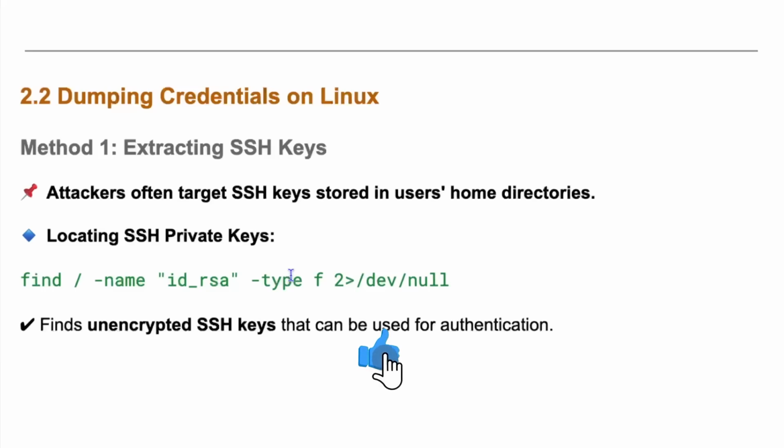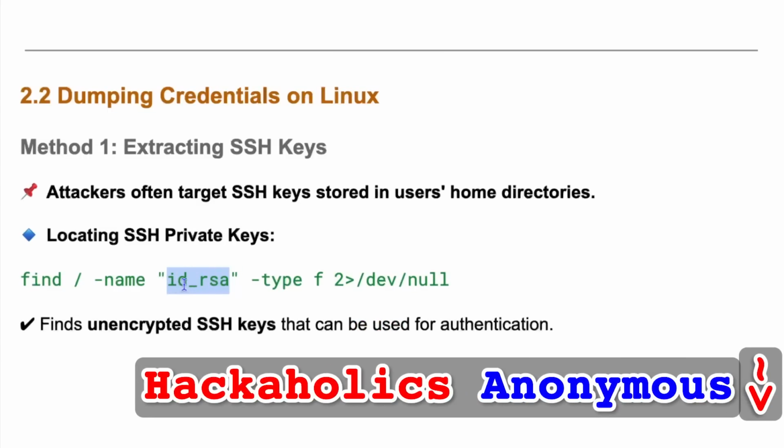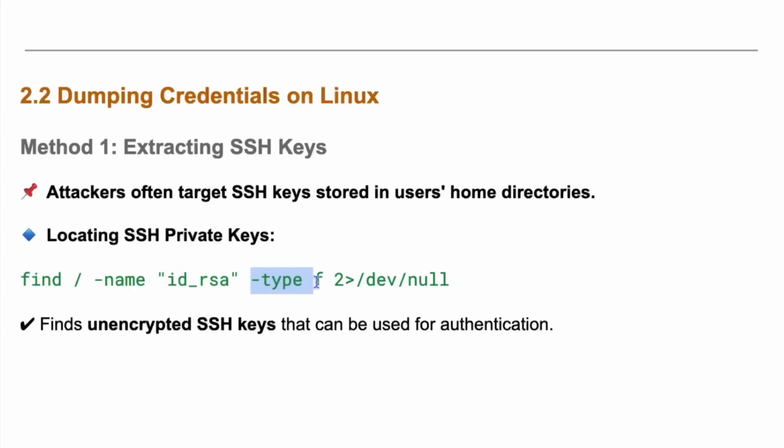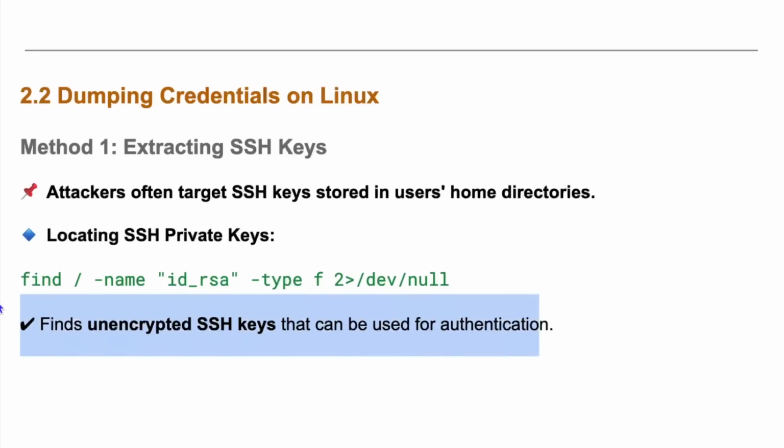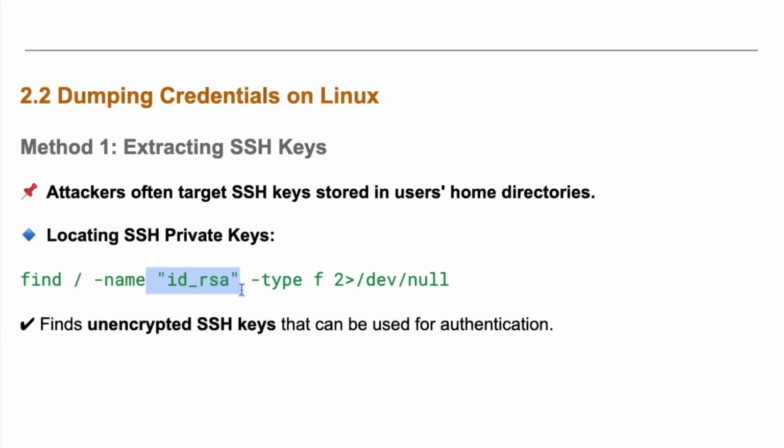On Linux, for dumping credentials, we're going to use a very similar command to what we did previously, and we're looking through the entire machine by using find /, and then this time around we're looking for a name, and the name is going to have id_rsa in it, and then we're looking for a file type. So you could do type d for directory or type f for file. So we're looking for an id_rsa file, essentially, and then we're sending all of the error messages to /dev/null. So what we're going to get, ideally, if this works and if it actually exists and we can find it, we would find the unencrypted SSH keys that can be used for authentication, and we would just pass this as a key when we try to log in via SSH as a specific user.